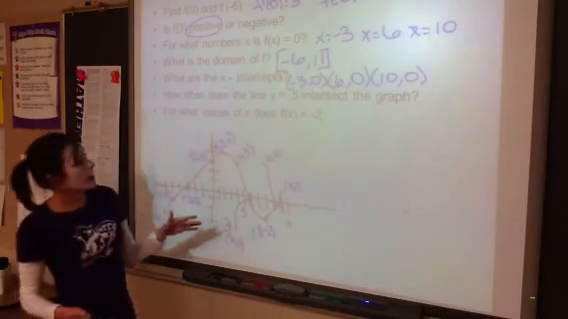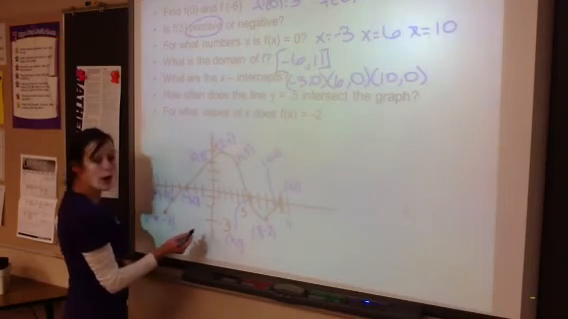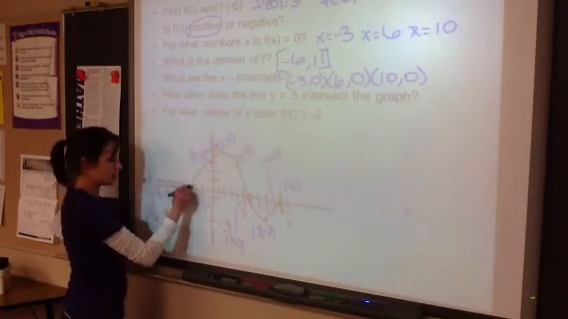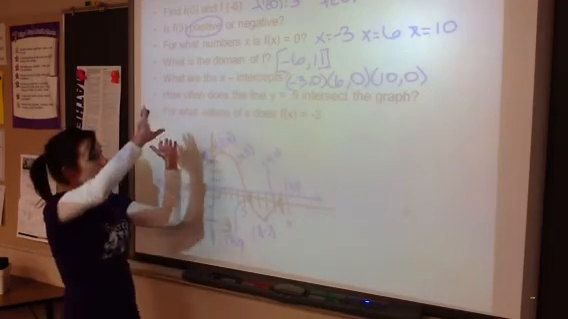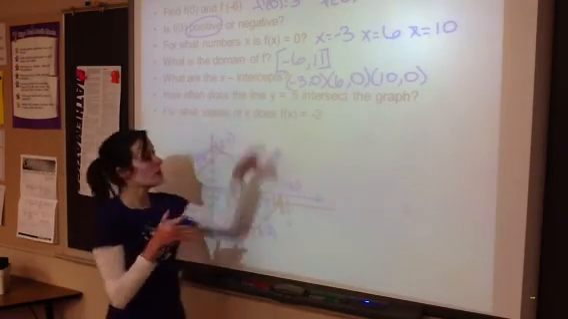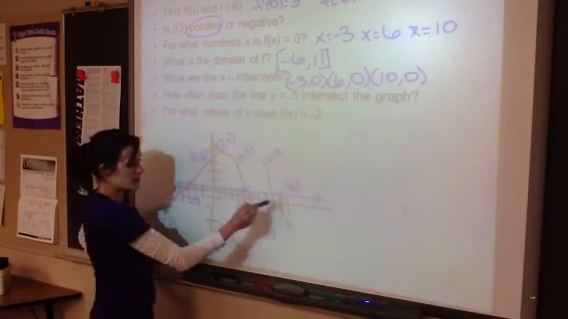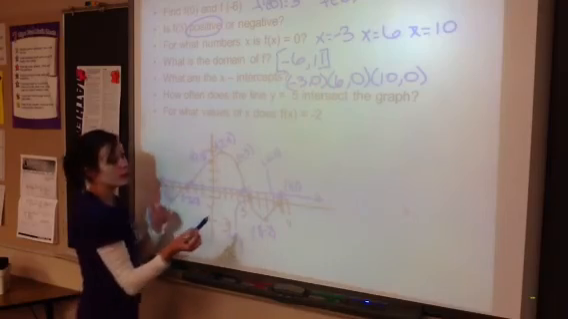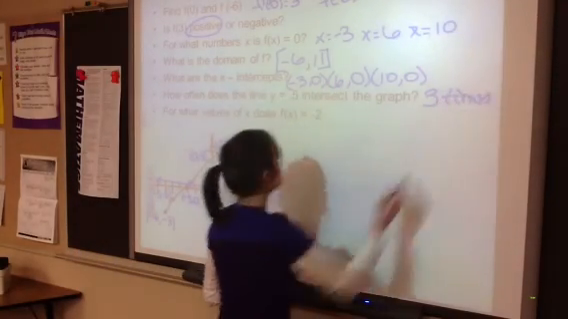How often does the line y equals 0.5 intersect the graph? So y equals 0.5 is right here. It's a horizontal line. Remember, horizontal, because if you switch the y upside down, it makes an h. So y is 0.5 right here, here, and here. So 3 spots. So 3 times.